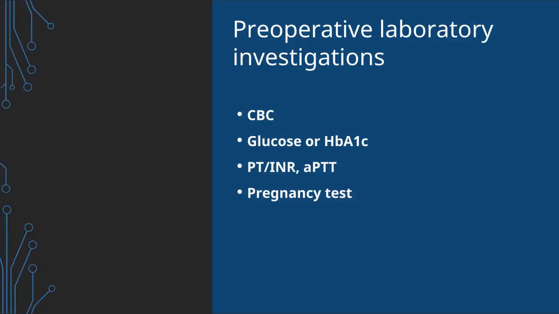Routine labs are not required for elective hernia repair. Testing should be targeted to comorbidities and clinical risk. Assessment for anemia, infection, and platelet count with a CBC is sufficient for most patients. Obtain glucose or HbA1c in patients with diabetes or risk factors for diabetes. Obtain a coagulation profile if the patient is on anticoagulants, has liver disease, or is bleeding. A pregnancy test is required in women of childbearing age before surgery.